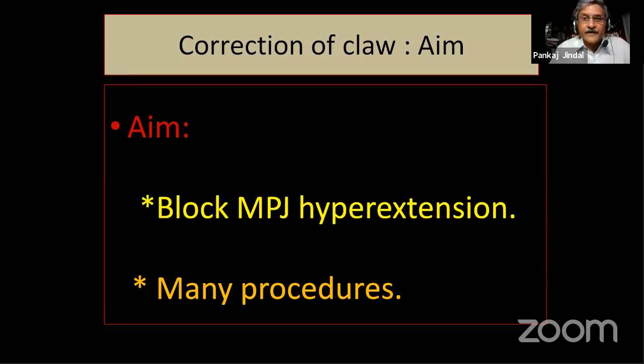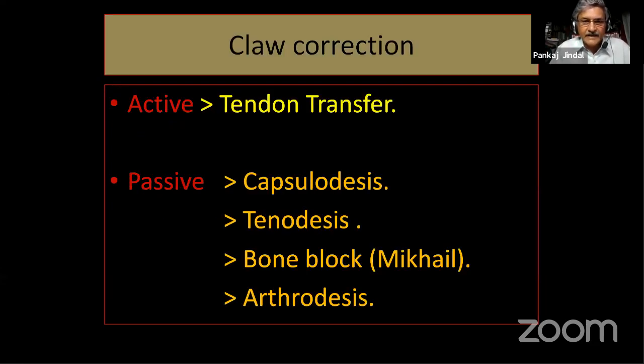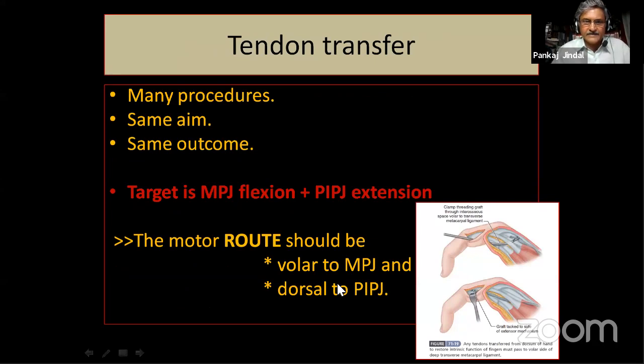So what is the aim of correction of the claw? The aim is very simple: block MP joint hyperextension. And there are various procedures which are available here, which are active and passive. Active is using a tendon transfer. Passive is not using a tendon, which is either a capsular correction, tendon correction, bone correction, or orthodesis here. Various muscles are available. Which one to use is based on the experience and the opinion of the surgeon here. But the bottom line is target MP joint flexion and PIP joint extension.